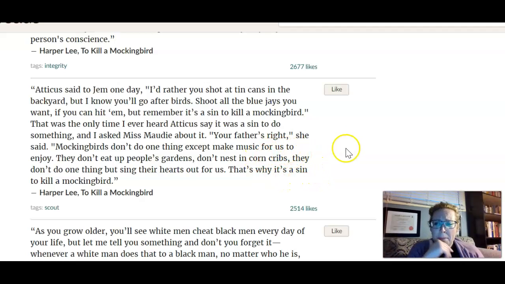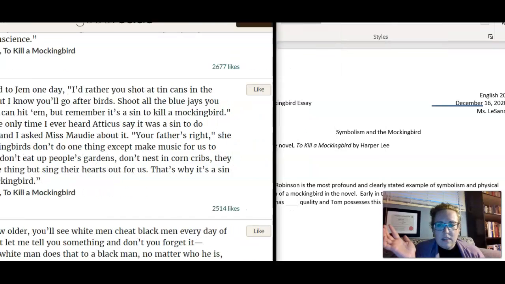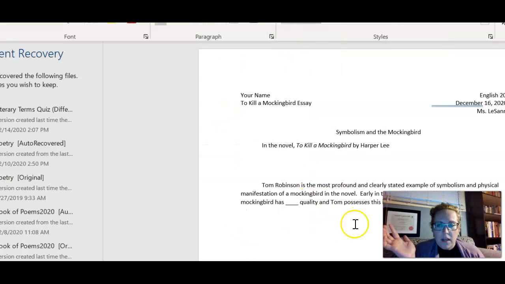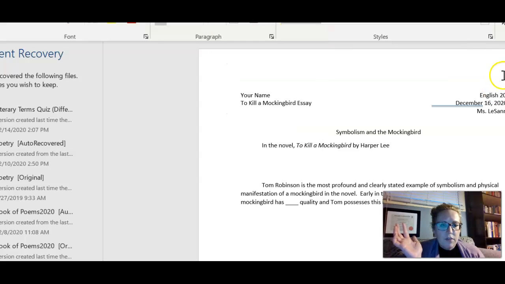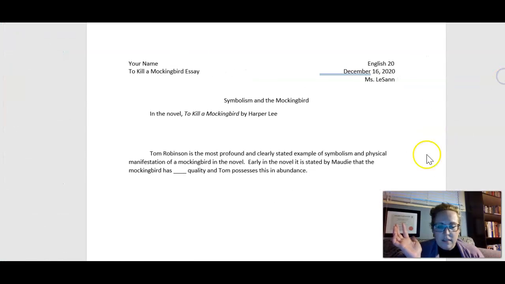So I might point out something that Tom does that links to this, or maybe another character that links to this specific quote. I think what I'm going to do is make this smaller, and then bring up this and move it back. Sorry guys, this is probably awful for you.